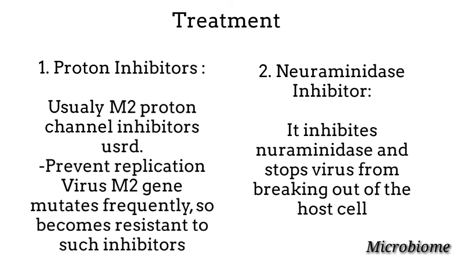Treatment: it includes 1. Proton inhibitors, usually M2 proton channel inhibitors are used. These prevent replication. The virus M2 gene mutates frequently, so it becomes resistant to such inhibitors. 2. Neuraminidase inhibitor, it inhibits neuraminidase and stops the virus from breaking out of the host cell.